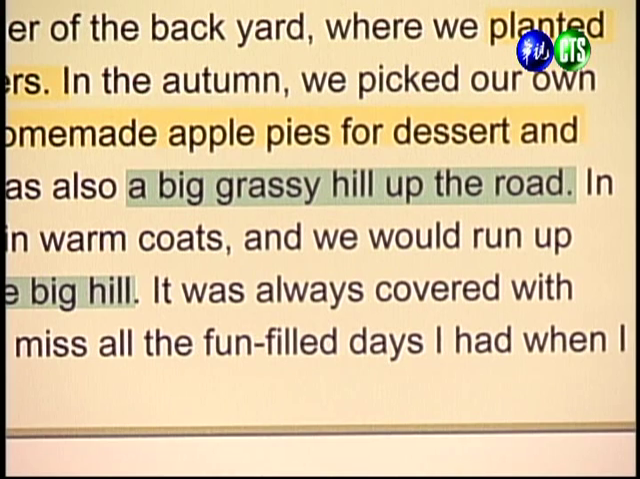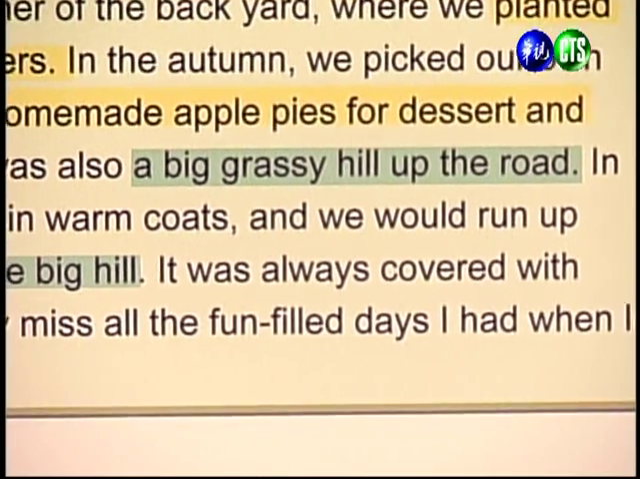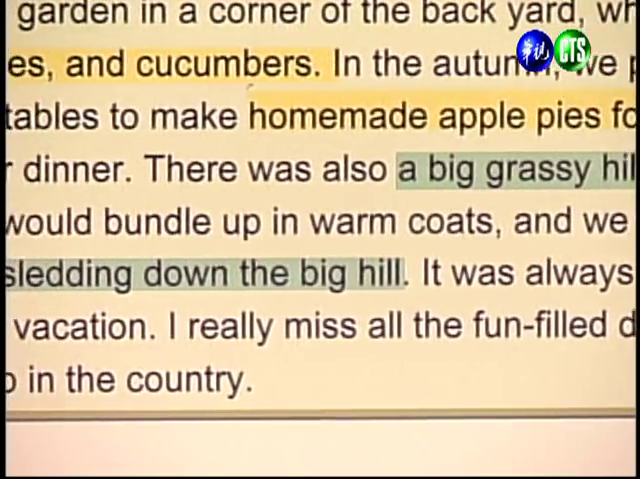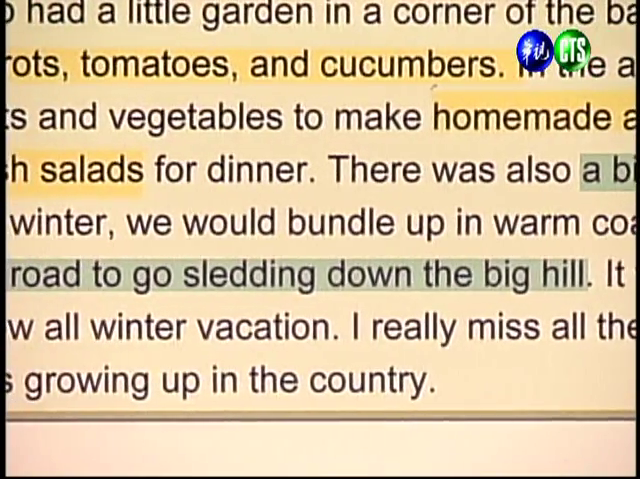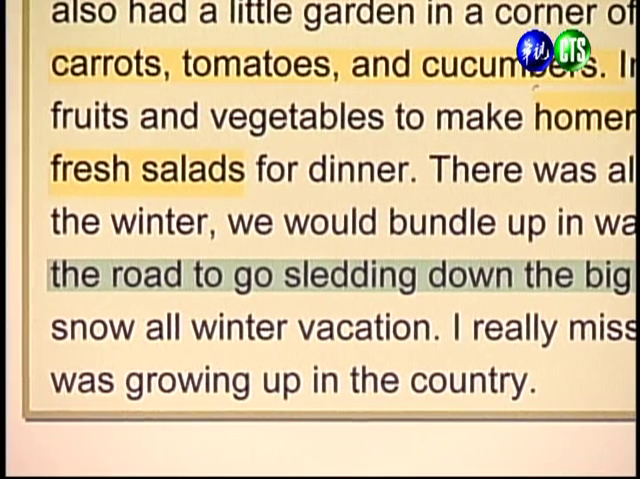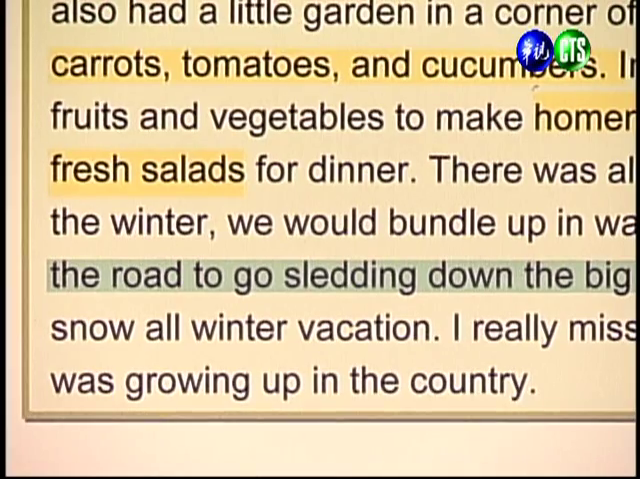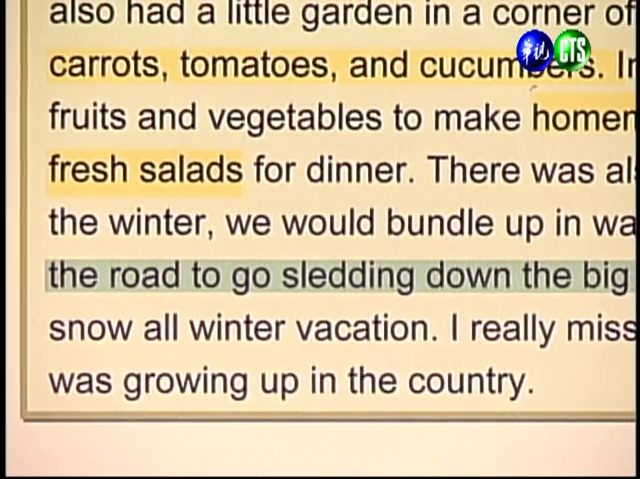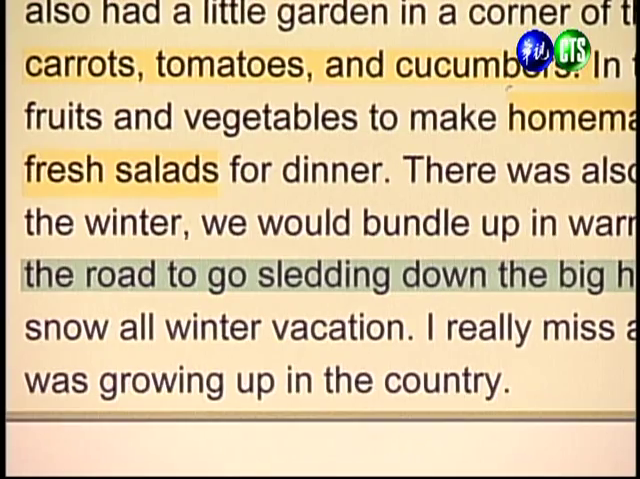All right, and then finally, we can see a description of some of the activities that the writer did during the wintertime. We can see this highlighted in green. And so here we see that they describe that this is a grassy hill, and they say where this hill is. It's up the road. And then another specific detail is the activity that they did on this hill during the wintertime. So it says that they went sledding down this big grassy hill.